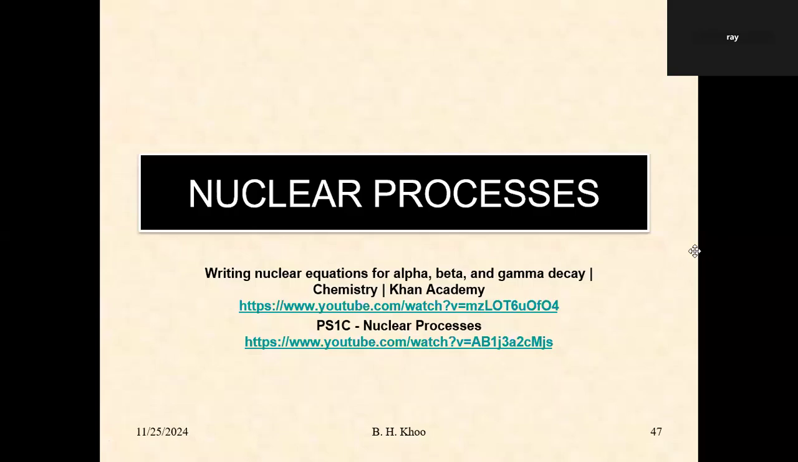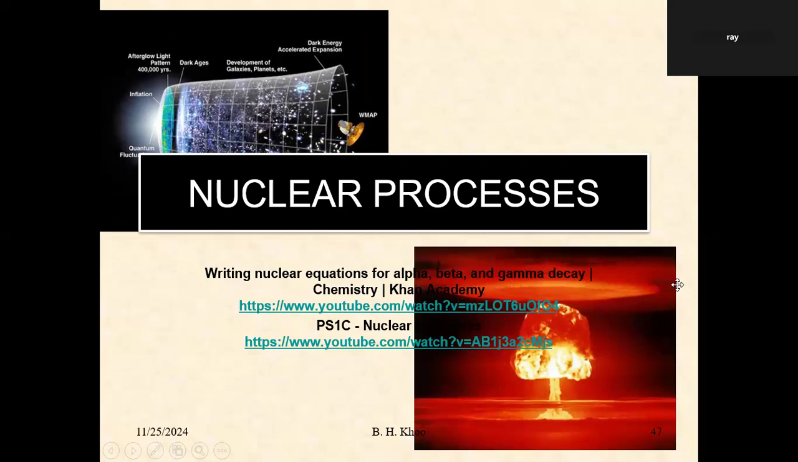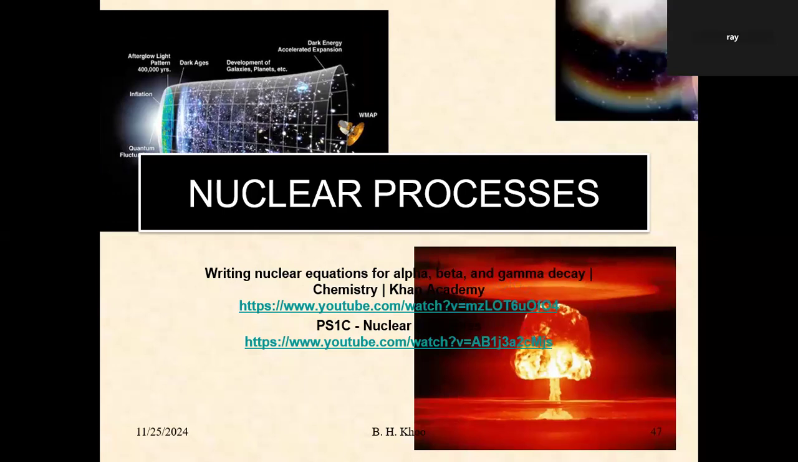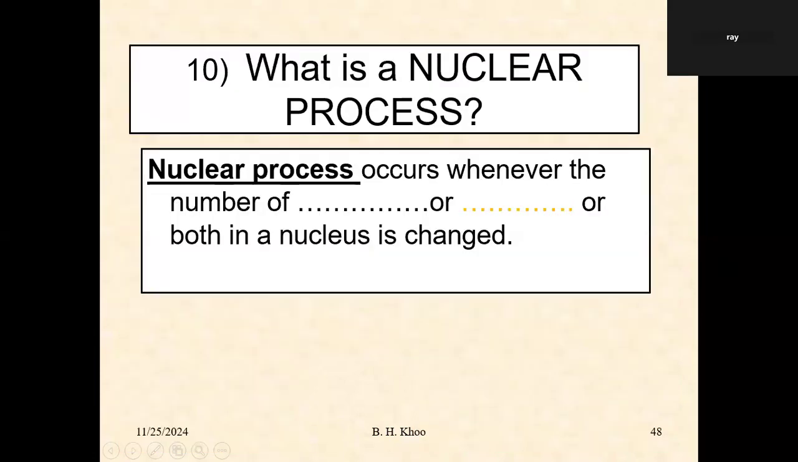We are now looking at nuclear processes. As I say, if you Google nuclear processes, that's what you see in the picture. We'll learn how to write nuclear equations for alpha, beta, and gamma decay. Okay, what's a nuclear process?